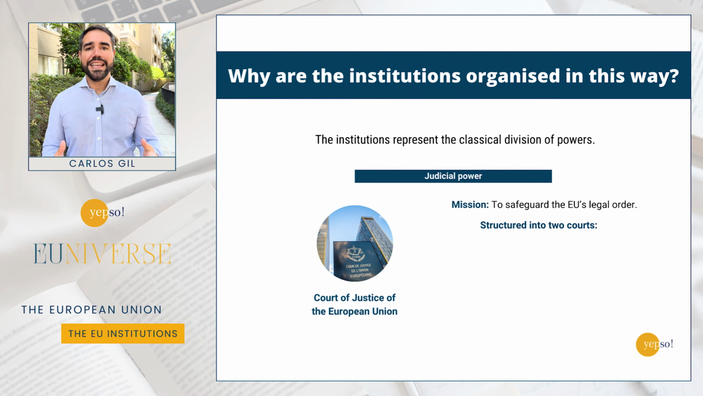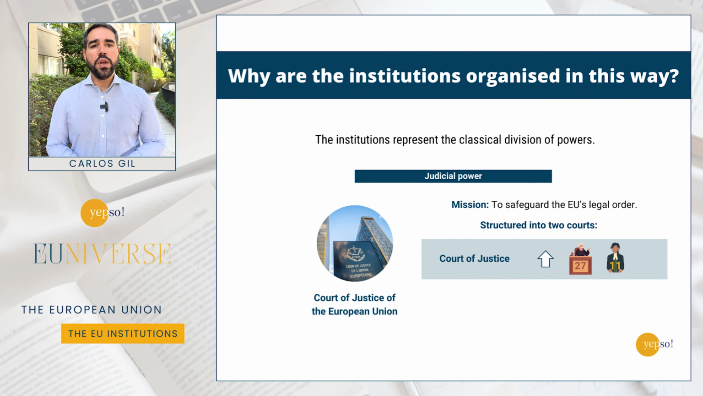We will look at it in greater detail, but for now, keep in mind that the court is structured into two major courts. On the one hand, we have the Court of Justice. Yes, it has a name very similar to the institution as a whole, which is the EU's highest judicial authority. Its main function is to ensure the uniform interpretation of EU law. It is composed of 27 judges, one per each member state, and up to 11 advocates general.